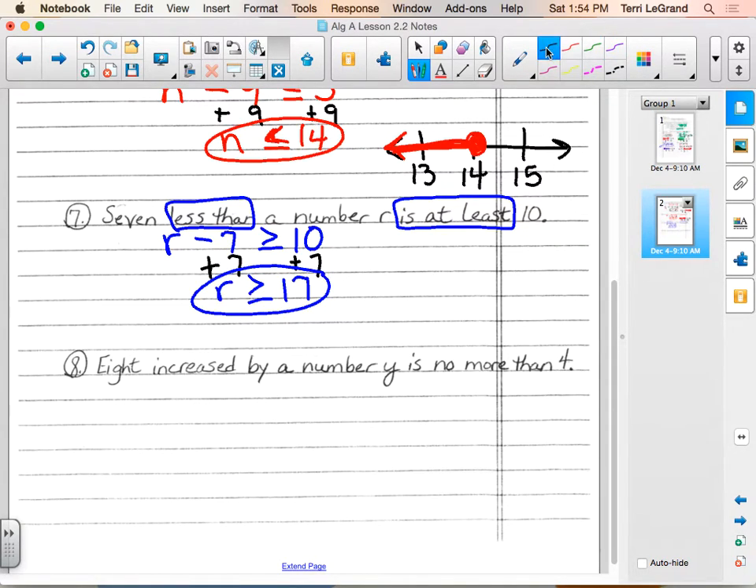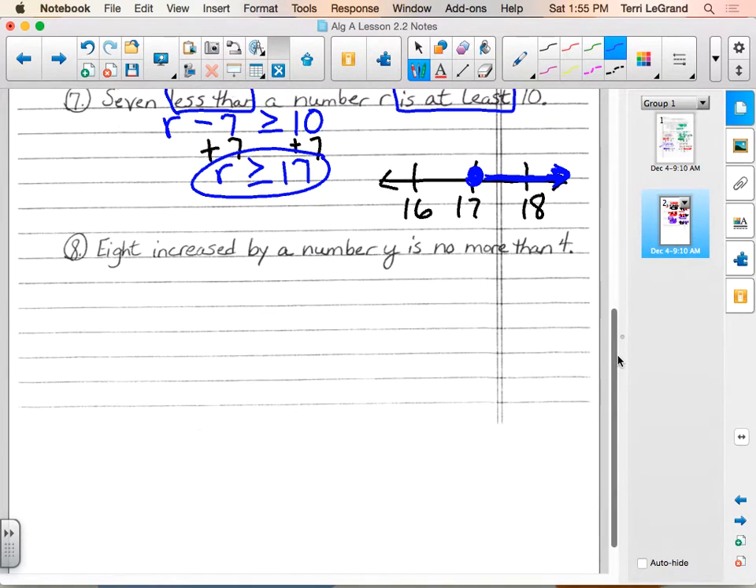And then we will give our graph representation of the solution. So our circle at 17, r can be 17, so we're going to shade that in. R, though, also has to be something greater than 17 is the other option. It can be 17 or it can be something greater than 17. Okay. And we have one last one to do here together.